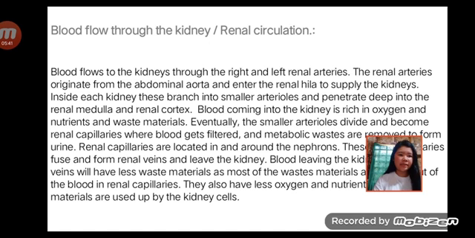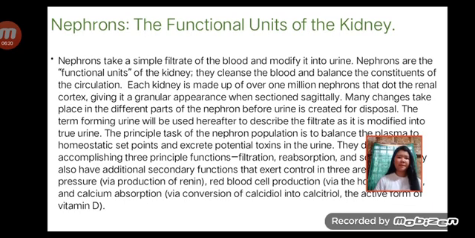Blood coming into the kidney is rich in oxygen, nutrients, and waste materials. Eventually, the smaller arterioles divide and become renal capillaries, where blood gets filtered and metabolic waste is removed to form urine. Renal capillaries are located in and around the nephrons. They fuse to form renal veins to leave the kidney. Blood leaving the kidneys via the veins has less waste material, as most of the waste is removed in the renal capillaries. It also has less oxygen and nutrients, as these materials are used up by the kidney cells.